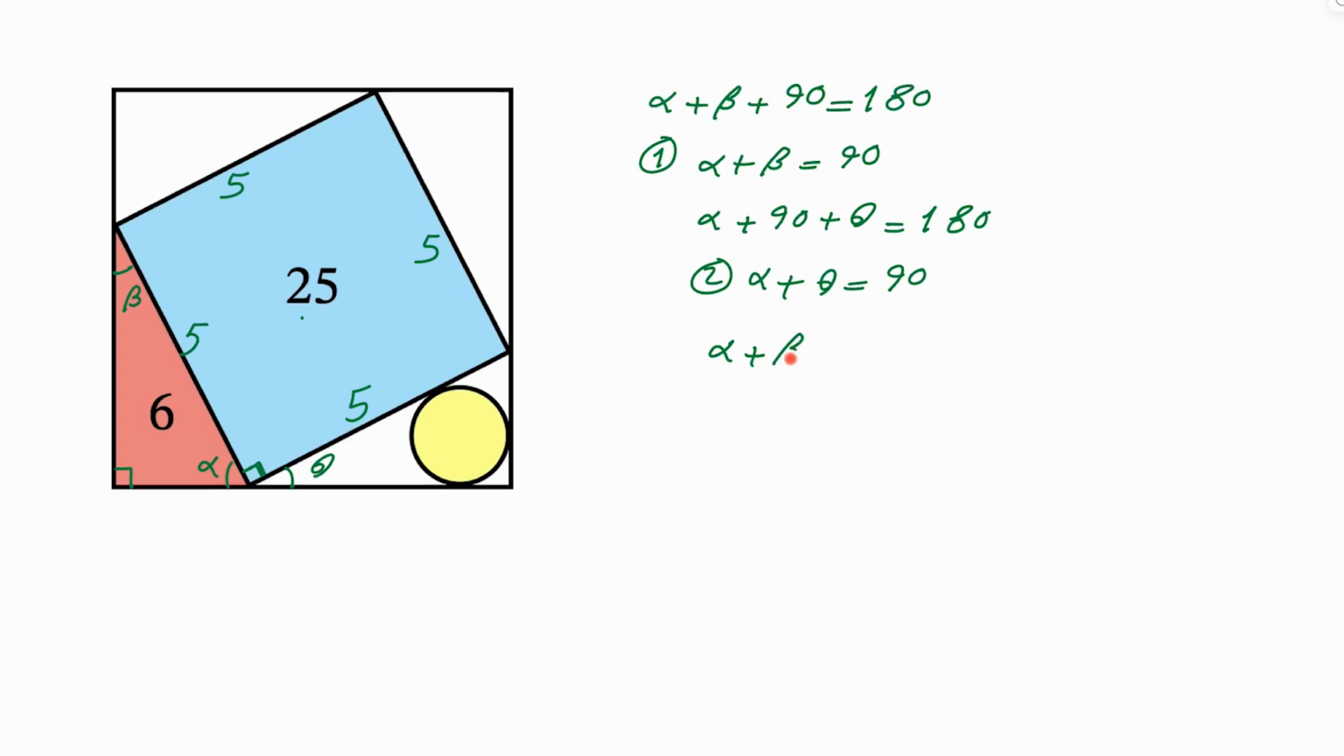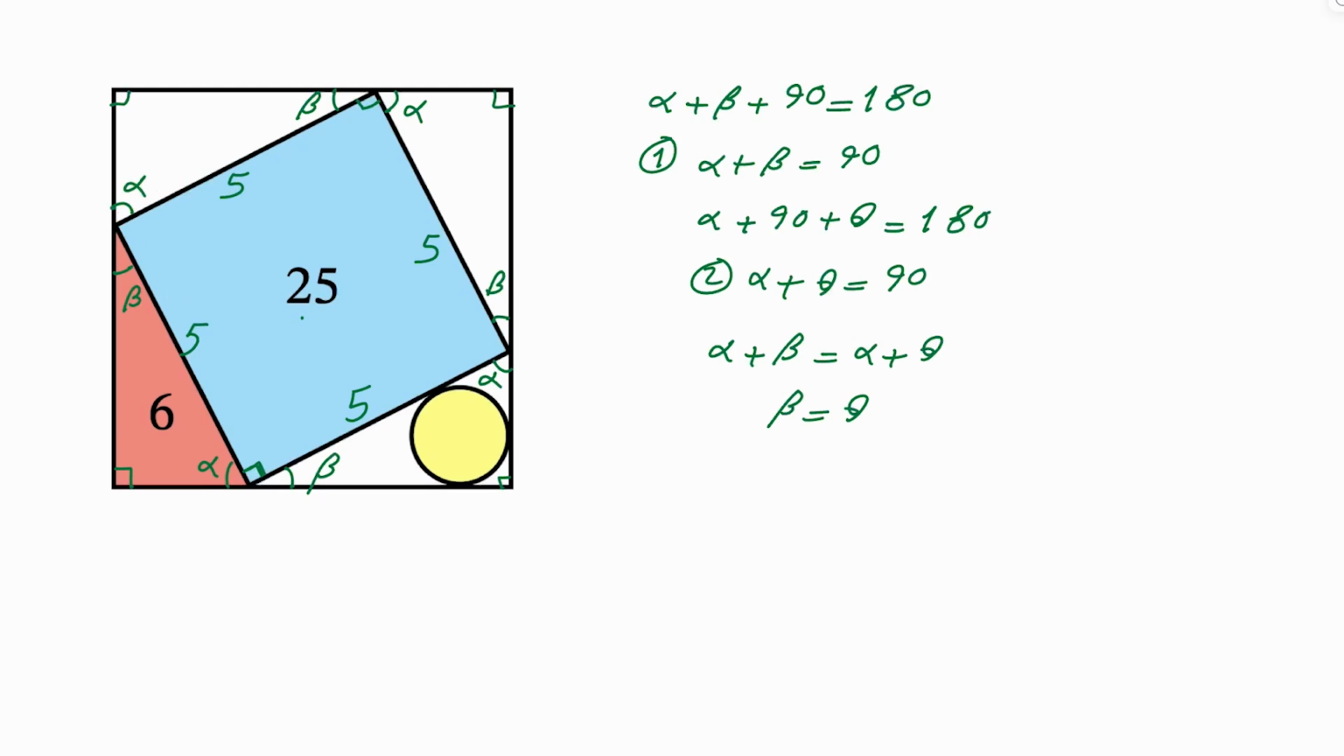Alpha plus beta is equal to alpha plus theta. If we subtract alpha from both sides, we'll get beta is equal to theta. So this angle should also be beta. If this is beta, we have a right angle here. This is also alpha. This is a right angle, this is alpha. This is a right angle, we have a beta here. This is a right angle, we have alpha here.